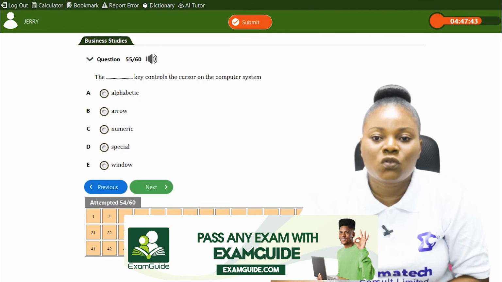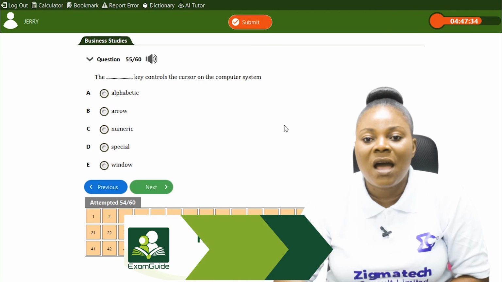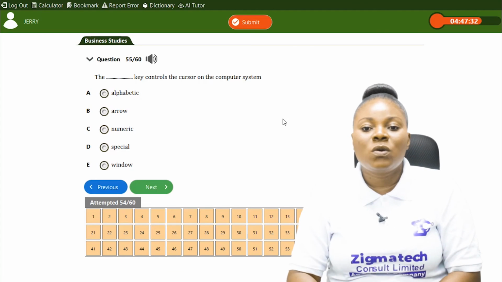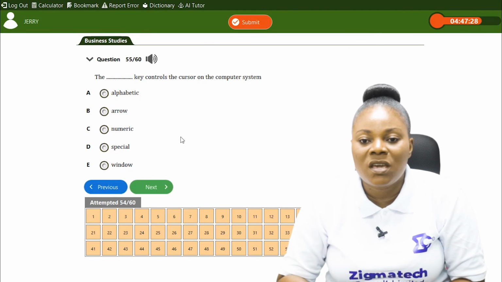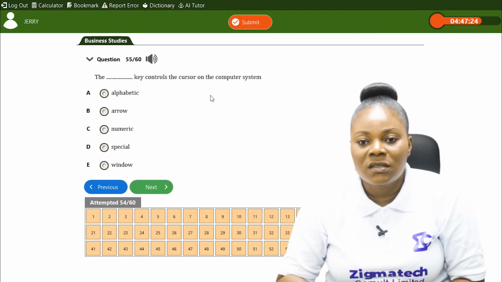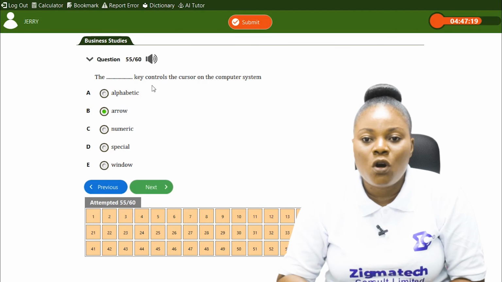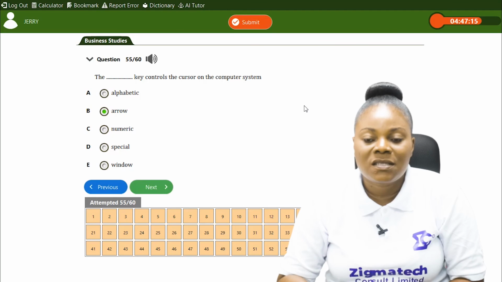The next question, the dash key controls the cursor on the computer system. Which key do we use to control cursor? Cursor is the arrow you always see moving on your computer system. So which key do we use to control cursor? Is it alphabetic keys, or arrow keys, or numeric keys, or special keys, or window keys? The arrow keys, option B, is used to control cursor on your computer system.